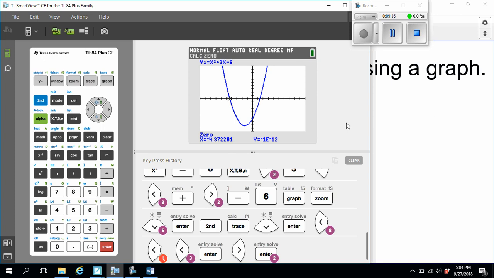So whenever you are finding your x-intercepts, your y value will always be 0, even though it might not say that on the graphing calculator. The graphing calculator is actually more accurate in finding these zeros than when we just do it by hand with completing the square or with taking the square root on both sides. Okay, so our first x-intercept is at negative 4.37. So let's go ahead and write that down for our answer.